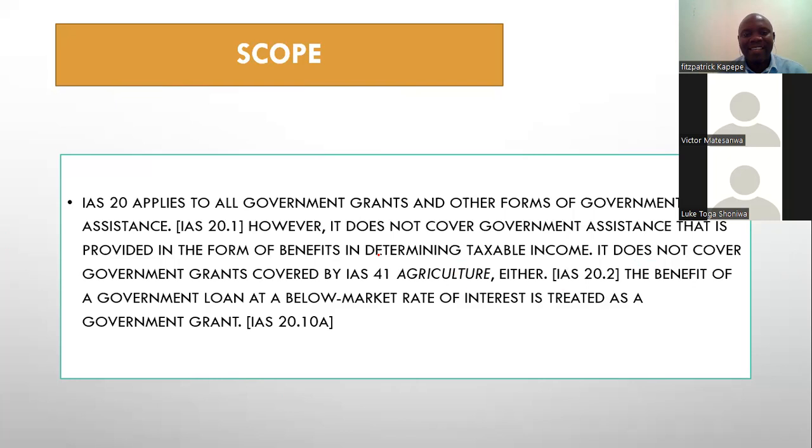It does not cover government grants covered by IAS 41, if you're dealing with agricultural biological assets. So if it's biological assets where you buy on your farm, you buy 10 heifers, then JICA also gives you a component, maybe 25% of that. That amount is not going to be covered under IAS 20. It will be covered under IAS 41 on investments. So the benefit of a government loan at a below market rate of interest is treated as a government grant. As long as you have gotten that particular loan from the government and it is below the market rate, that is also going to be regarded as a grant.